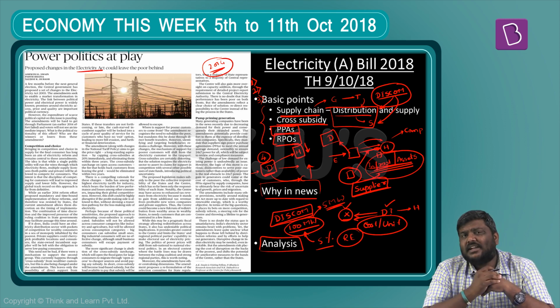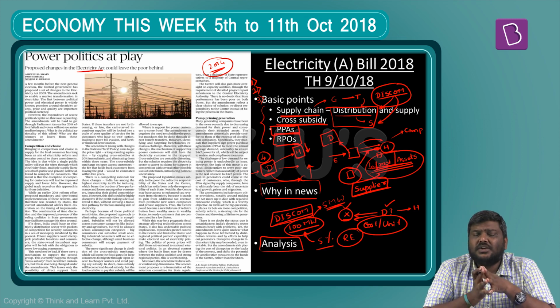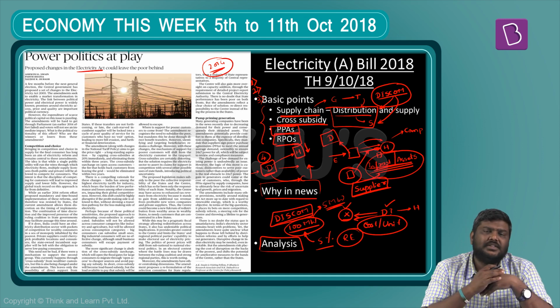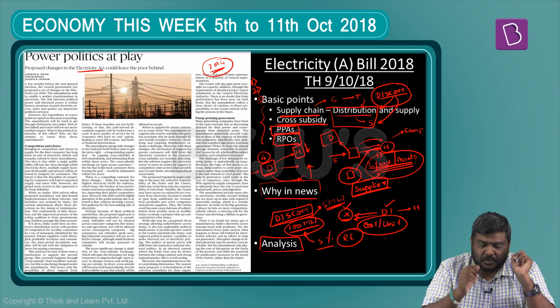The third proposal is with respect to cross subsidization. The bill says that the cross subsidization levels should not be more than 20%, and over a period of the next 3 years it has to be eliminated. So that is the third proposal.